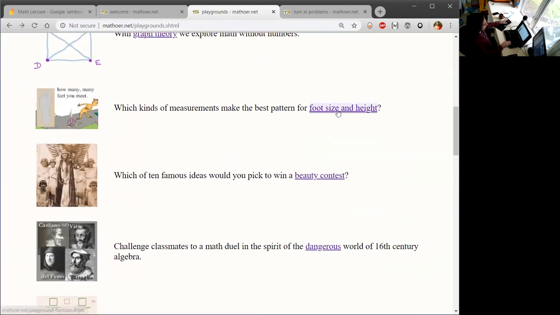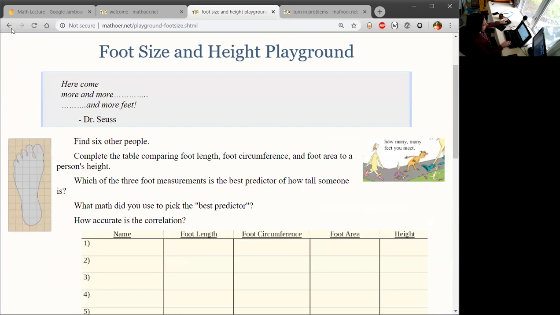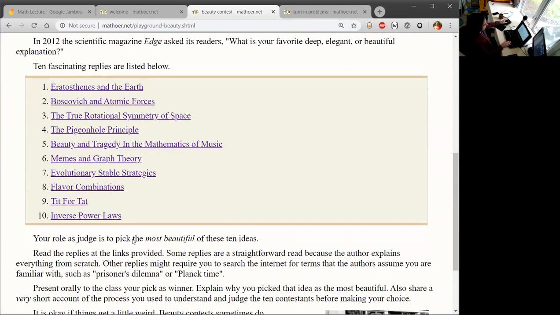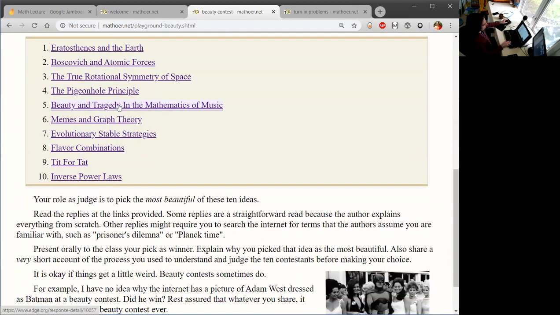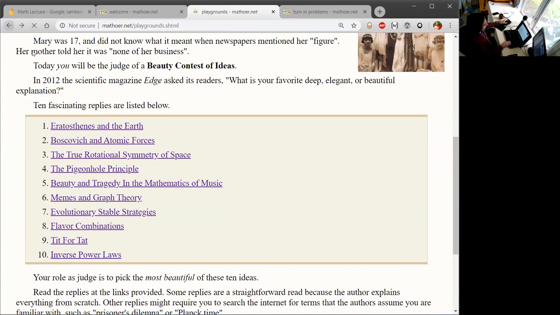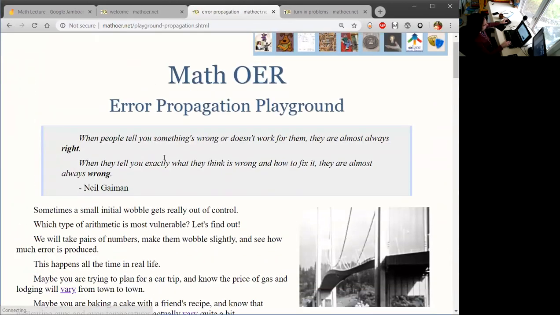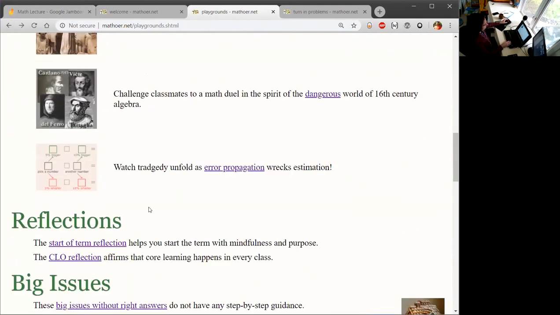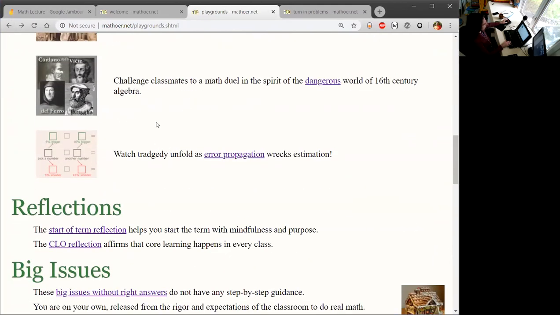You can play around with things like foot size and height. You can look at famous mathematical ideas and see which ones seem beautiful to you. You can talk about how error moves around with a little thing that has some more guidance than most of it. I have a bunch of these I haven't bothered to actually write out carefully yet.